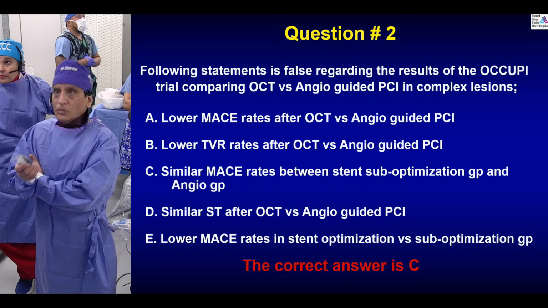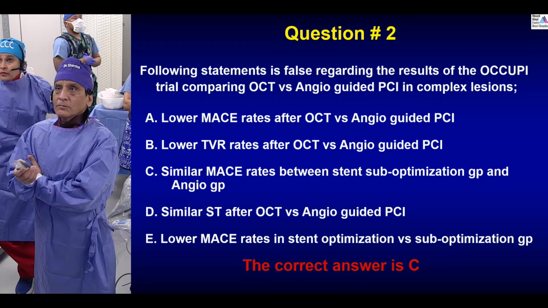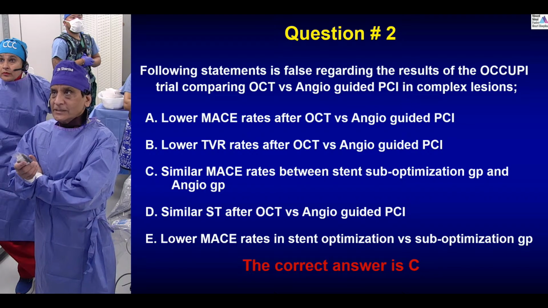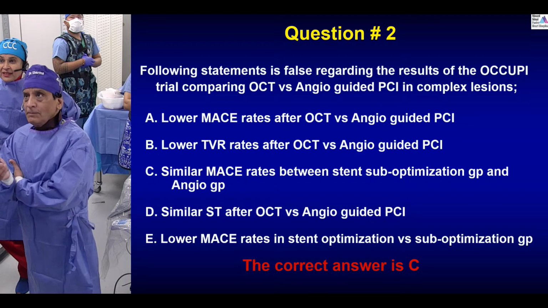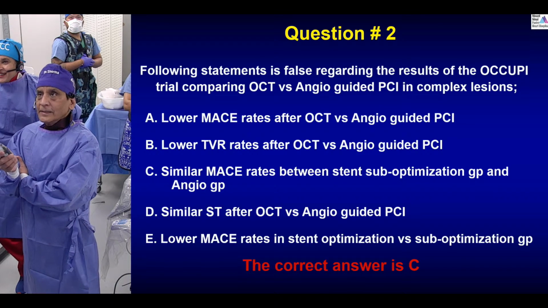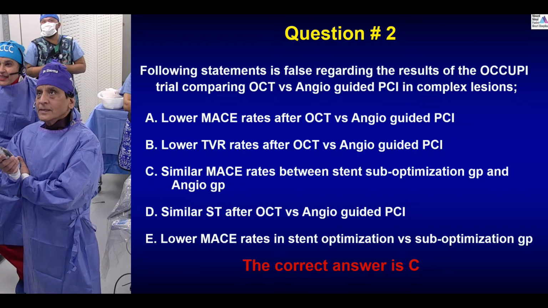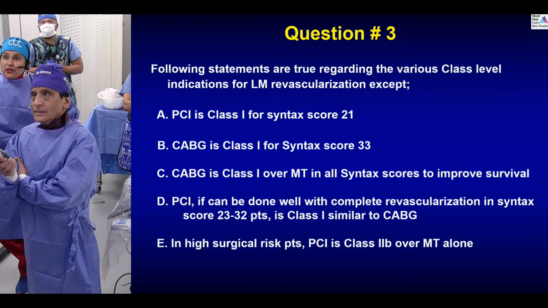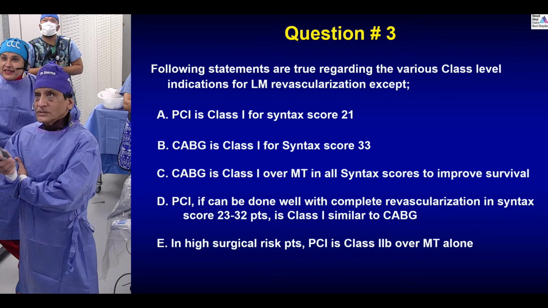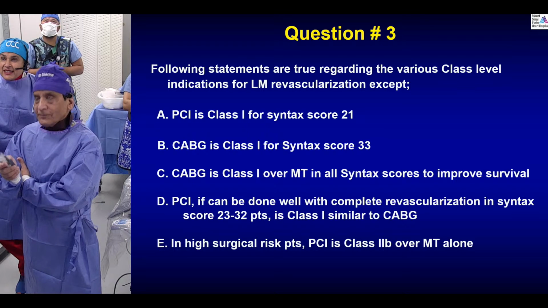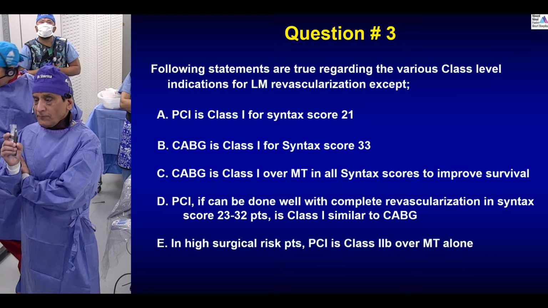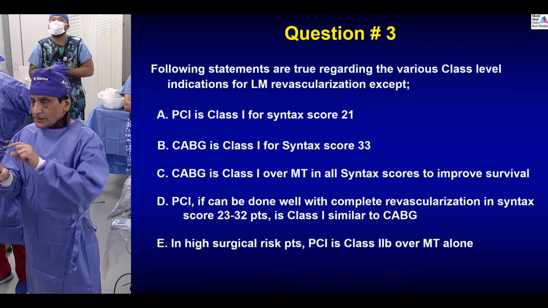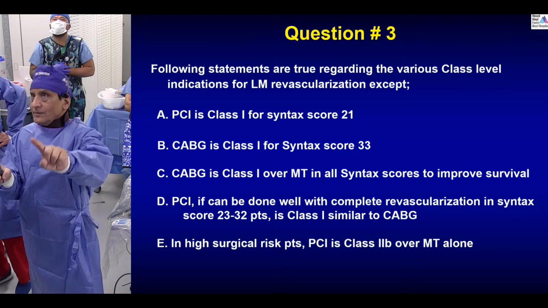the true statement. So this way, because MACE rates were identical for the sub-optimization group and angio group, this should be the true statement because everything else is correct. So this is false. Yeah, so we have to just change the question on the top. So basically that was a wrong question. So basically if you have sub-optimization stent in the OCT, your data are similar to angio.